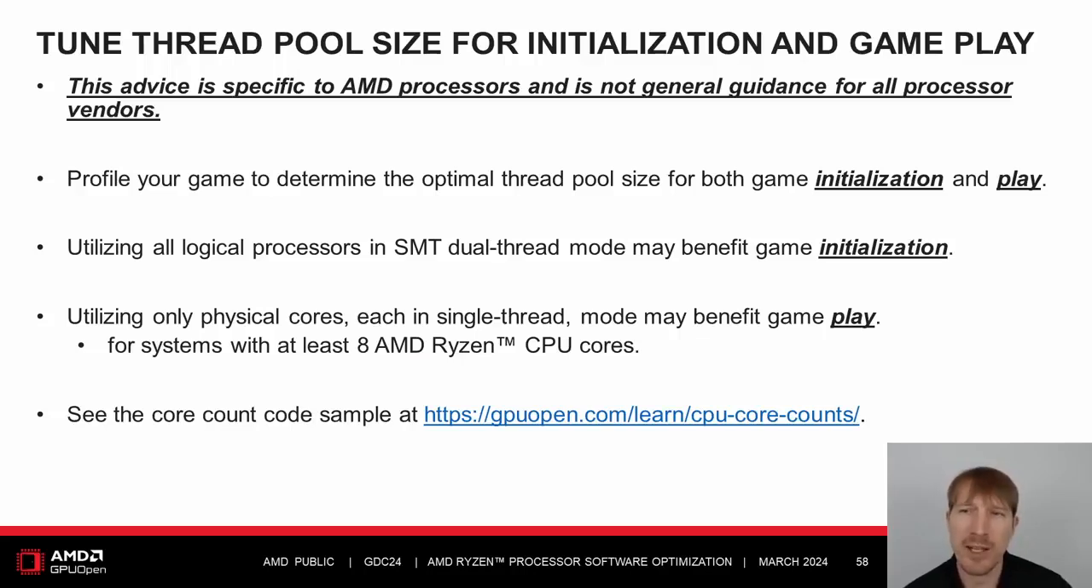For gameplay, we recommend using the physical core count on systems with at least 8 Ryzen CPU cores. This recommendation is based on our experience and subject to change. Thanks to this optimization, some games increased frame rates by 5 to 10%. Results may vary. A code sample for detecting core counts is available at gpuopen.com.